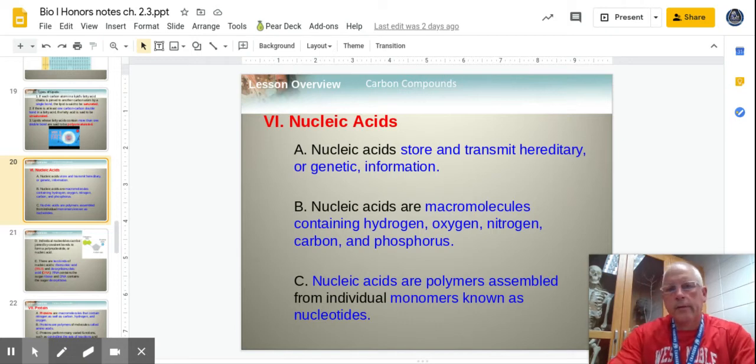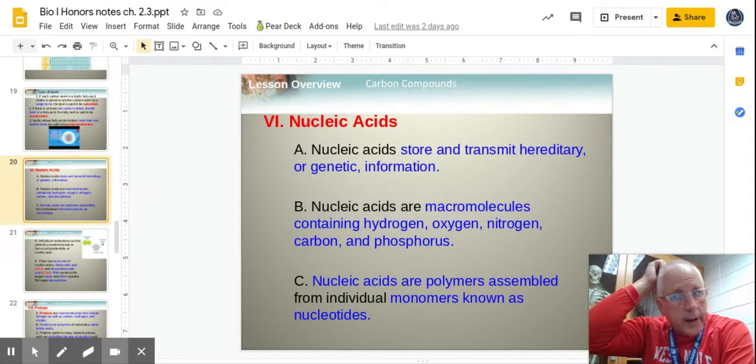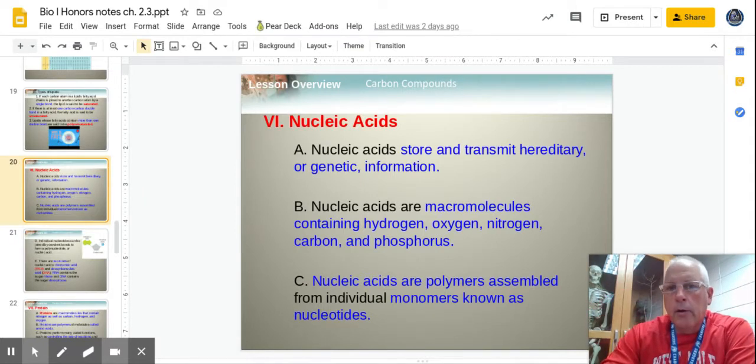Hey, Bio One students, let's wrap up the rest of these macromolecule notes. I want to go over nucleic acids today, and I want to go over proteins, which is a big one. That way you can fill in the rest of your foldable. Hopefully you've been making it. There's instructions on Google Classroom. Please get that done for me because we're going to take a test on this stuff next week.